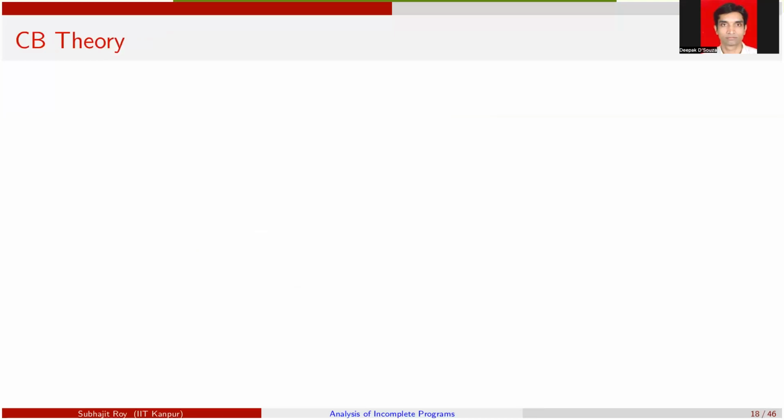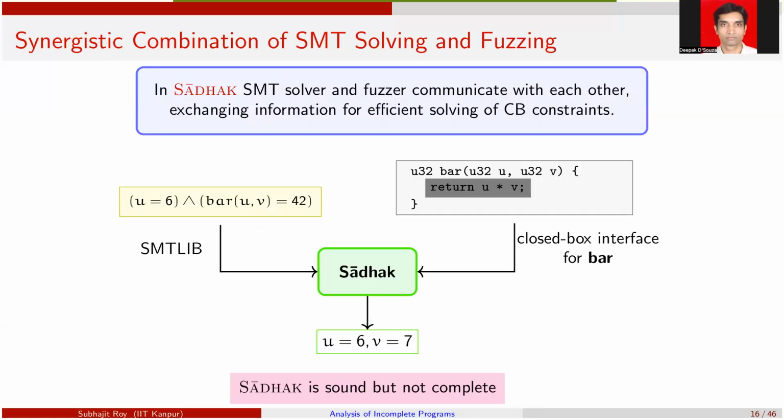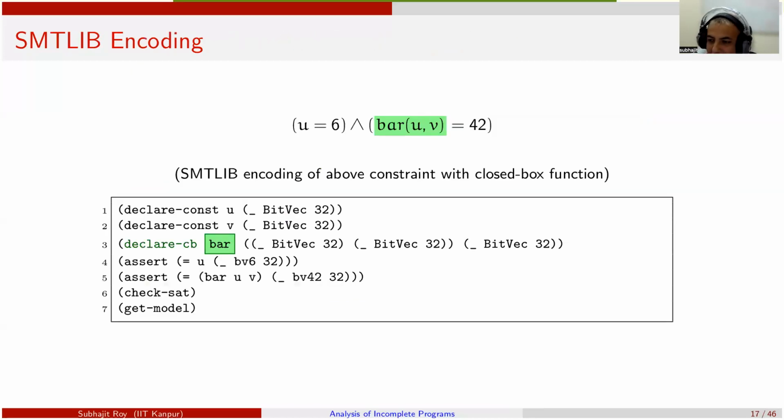So Subhajit, why do you call it closed box and not black box? Okay, so nowadays black is supposed to be not a nice word to use. Okay. So nothing technical as such. Okay. So that's why we made it gray, not black. Yeah, these are like black box functions.